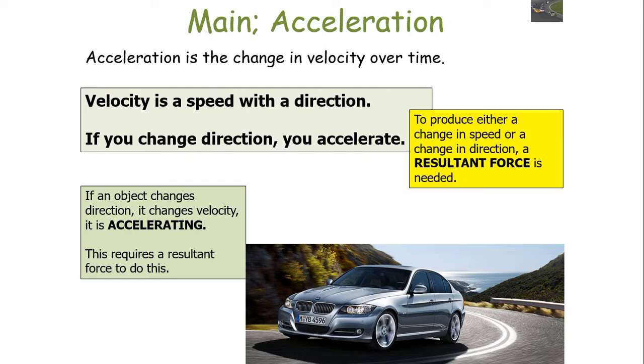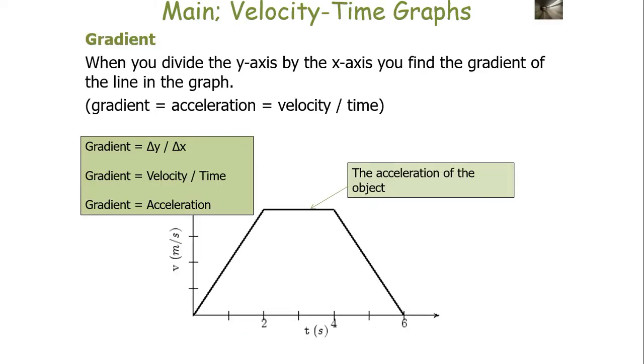So to produce either a change in speed or a change in direction for an object, a resultant force is needed. Now, like we've just mentioned before, in our velocity time graph, when you divide your y-axis by your x-axis, you find the gradient of the line in the graph. So the gradient is the velocity, the y-axis, divided by the x-axis time. So it's velocity over time, which is acceleration.